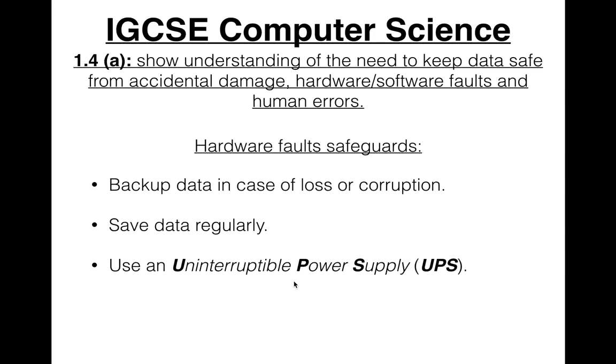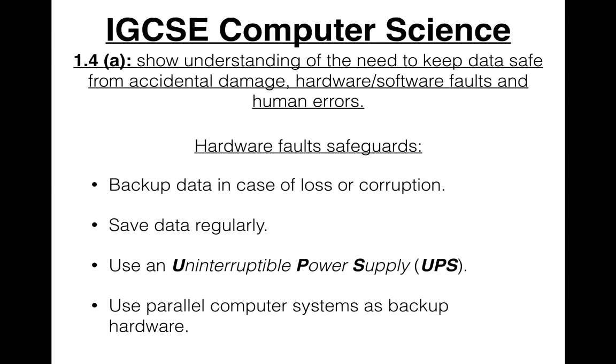Also, you could use a UPS, which is basically an uninterruptible power supply. So if the power goes off, you can still keep your data because this power supply is still running. And use parallel computer systems as backup hardware. That's a good one because you have 2 parallel computer systems. What you do with one computer system will also be saved in the other, or something like that. I'm not entirely sure, but I think that's what it means. So it's good if you do that.